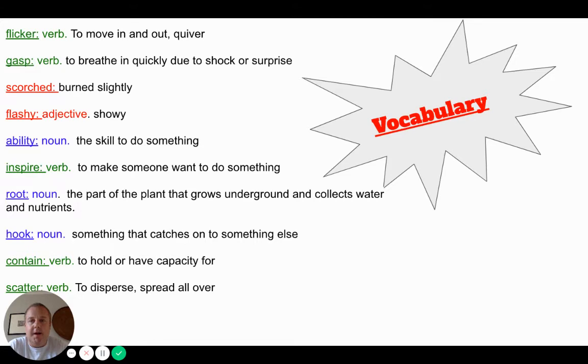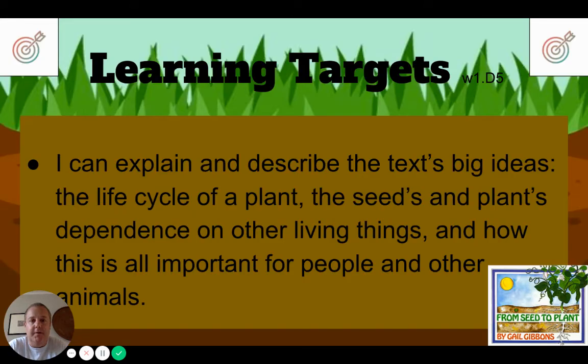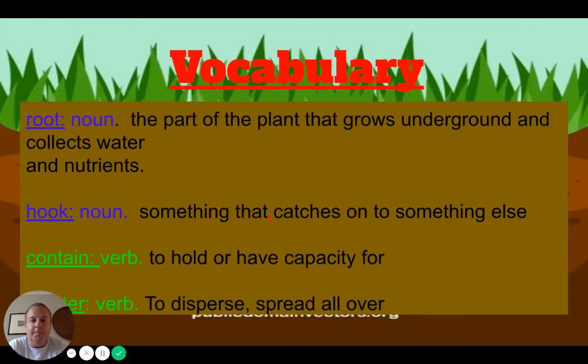All right, here's your vocabulary. You've been working with that, so no need to waste a lot of time. Similar to yesterday, please repeat: I can explain and describe the text's big ideas, the life cycle of a plant, the seeds and plants' dependence on other living things, and how this is all important for people and other animals.